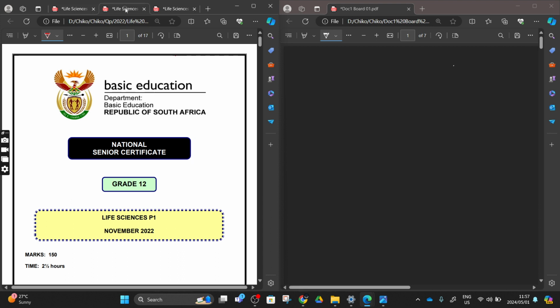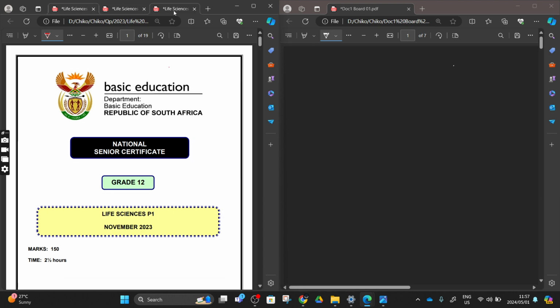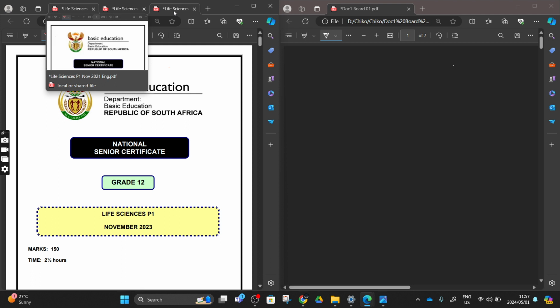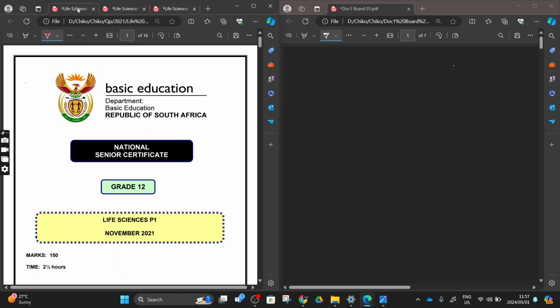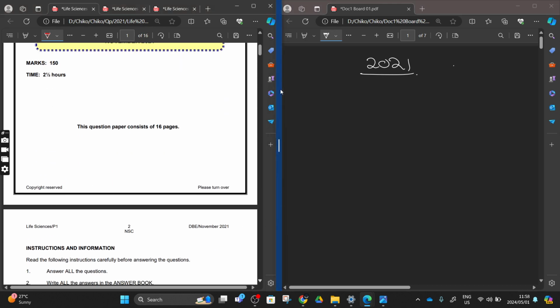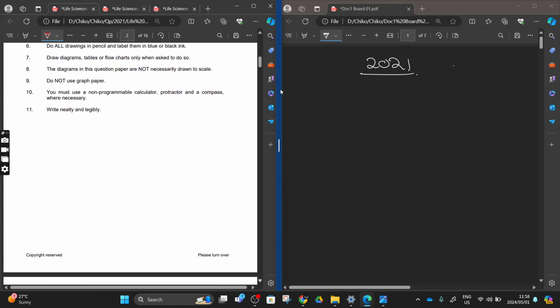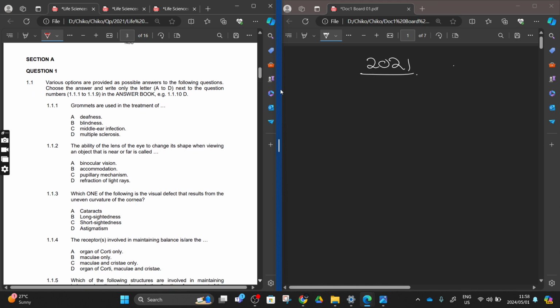We start with 2021, 2022, 2023. Last question papers, right? Last examination or final examination, right? So let's start with our 2021 first. With our 2021 we can go and scan our question paper, right? I was scanning them. I found those questions that are related to what we are studying, right?